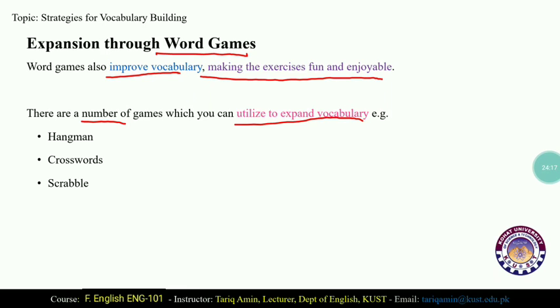We can expand our vocabulary through repetition as well. When you learn a new word, you need to repeat it again and again. You need to memorize it and you need to practice it again and again. With practice you will be able to learn the word and apply it in different contexts. And the next method that we discussed was expansion through context.